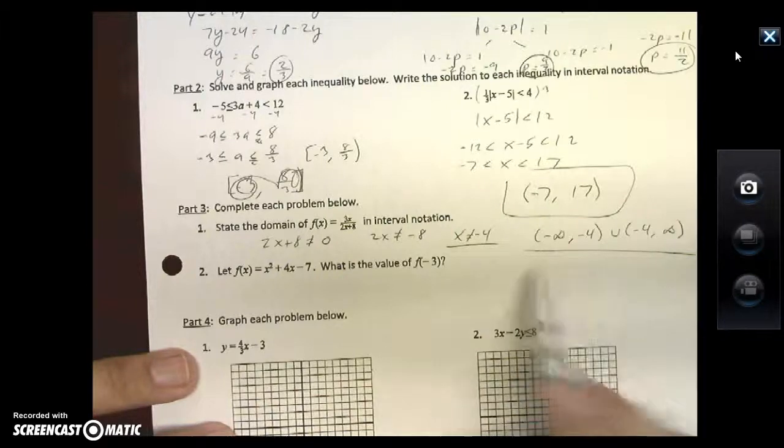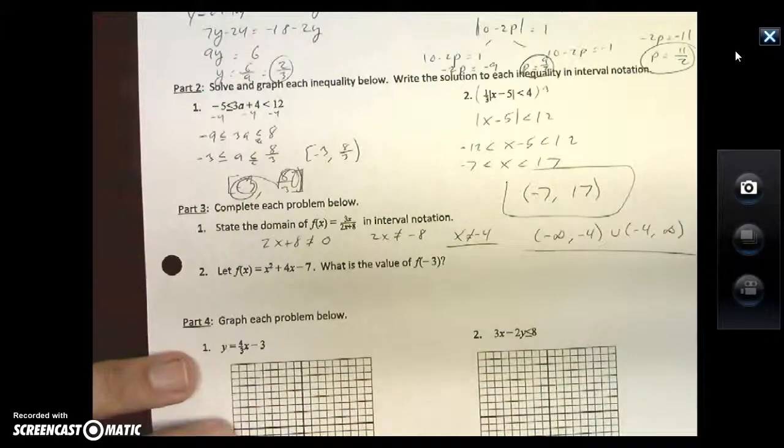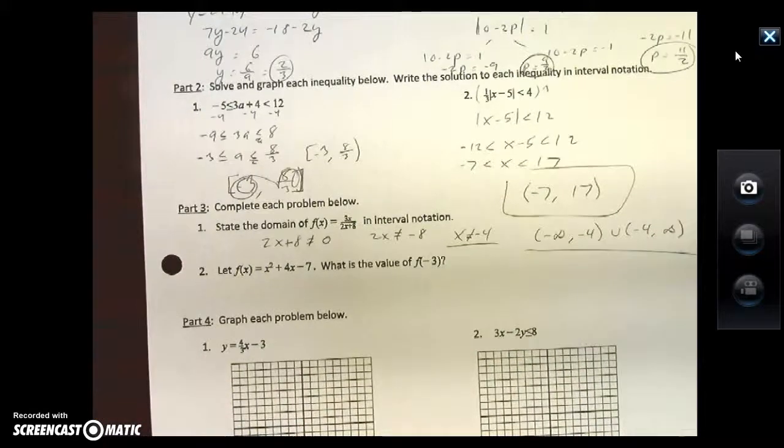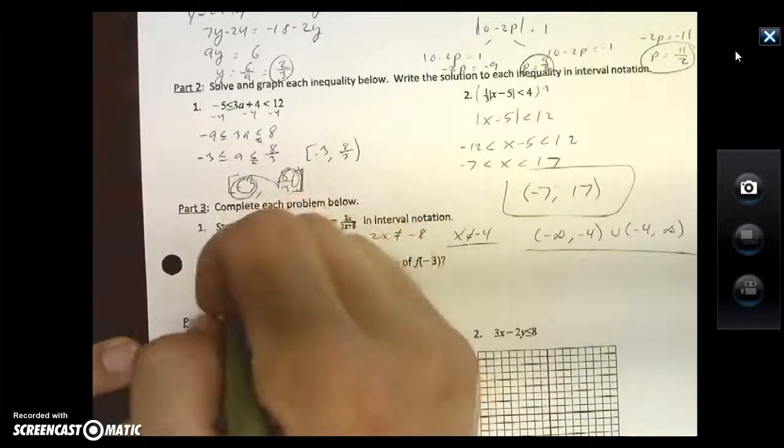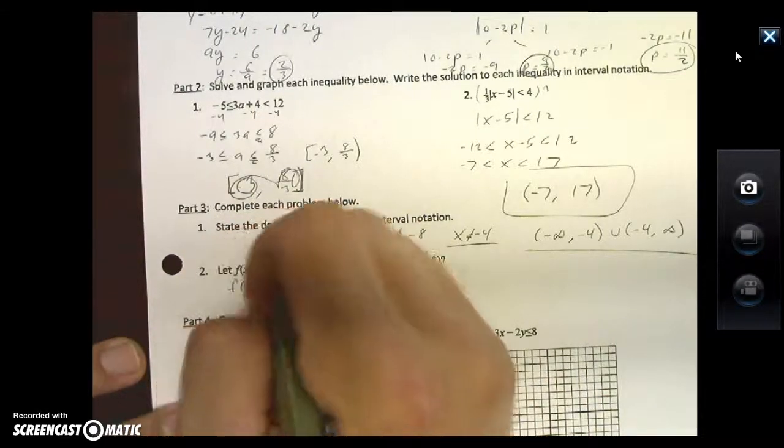Notice I'm using parentheses around the infinity. It's because the way I look at it is, can you ever really reach infinity? If I say it's 1,000, then you could say it's 1,001, and you can keep adding 1 every single time. Let f of x equal x squared plus 4x minus 7. What is the value of f of negative 3? Again, all I'm doing here is replacing x with negative 3.